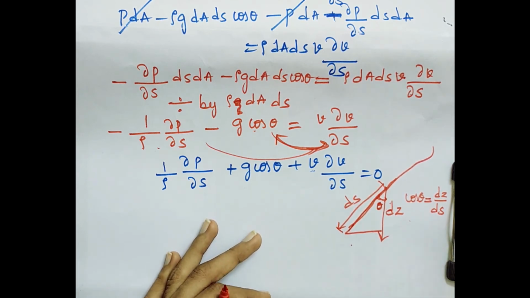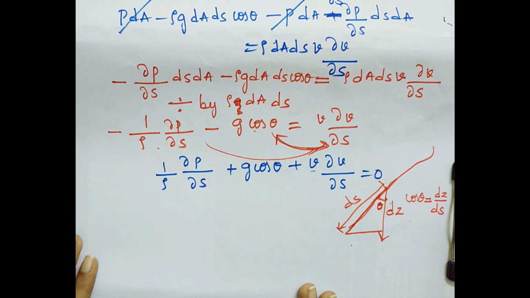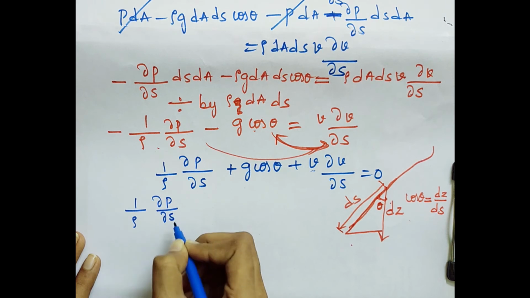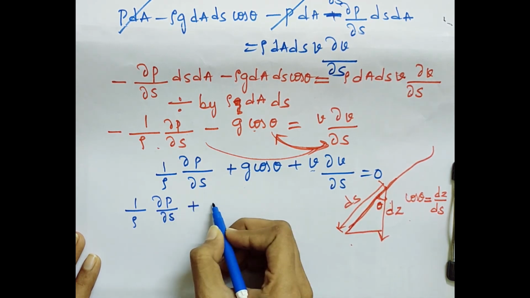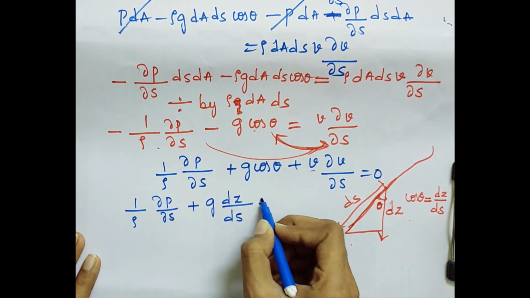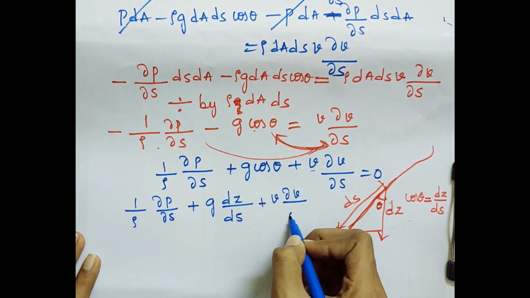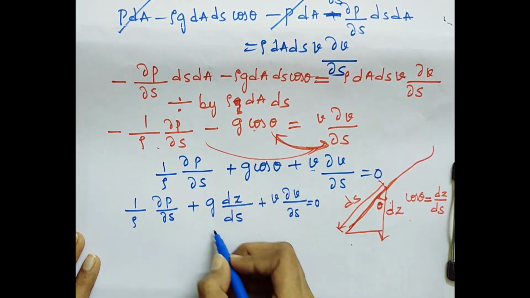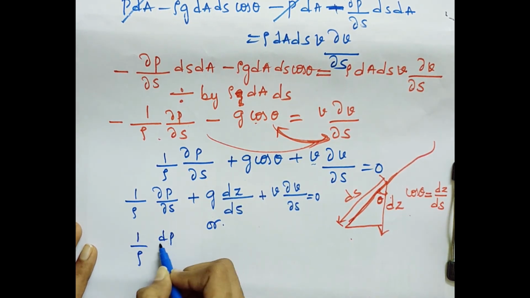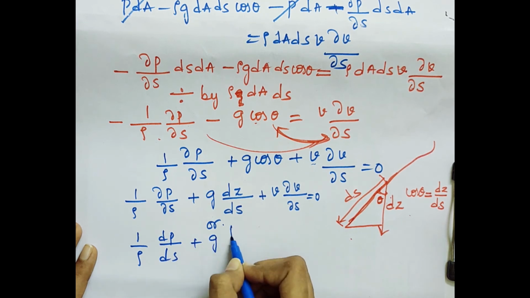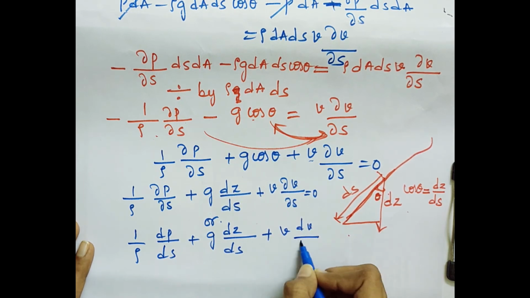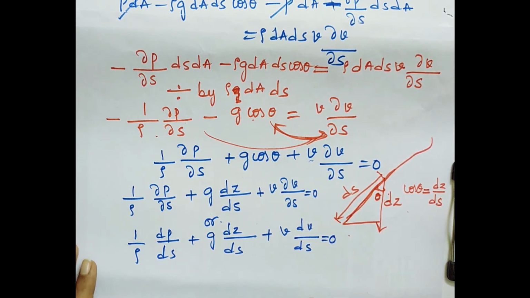If you substitute this in the equation, you will get 1 by rho into dou P divided by dou s plus g into dz by ds plus v into dou v by dou s is equal to 0, or it can be written as 1 by rho dp by ds plus g into dz by ds plus v into dv by ds is equal to 0.